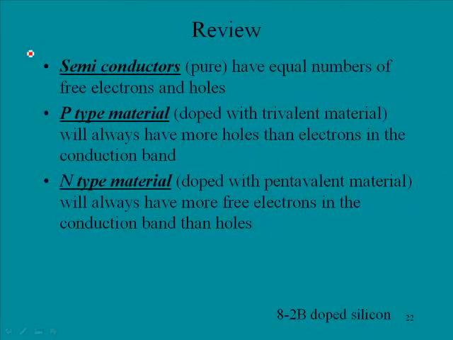Okay, now let's review what we've said here. We started out talking about semiconductors, and remember, this is a pure semiconductor. They'll have equal numbers of free electrons and holes. Remember we had the nice balanced atom that had 8 electrons in it, and for every free electron there was going to be 1 hole created, and they had equal numbers of each. Now, with P-type material, which is doped with trivalent material, we'll always have more holes than electrons in the conduction band.